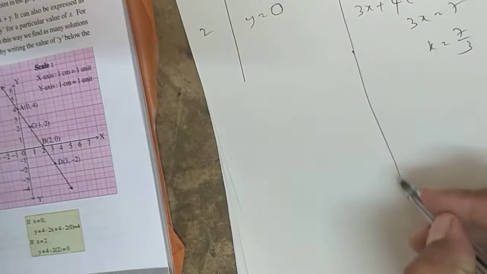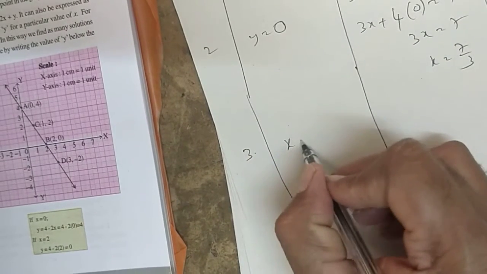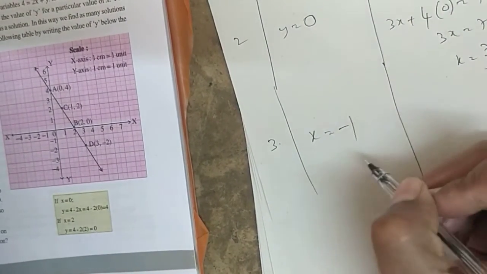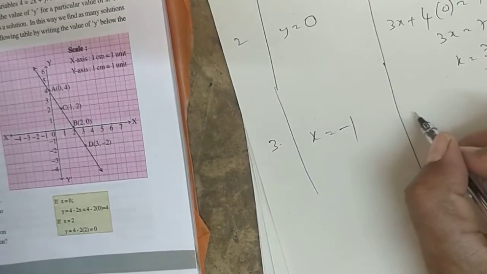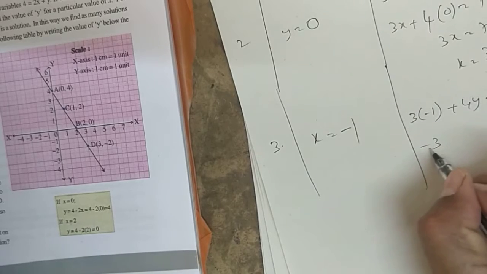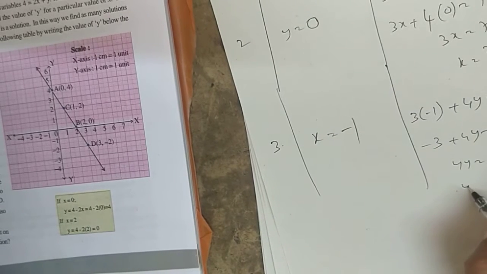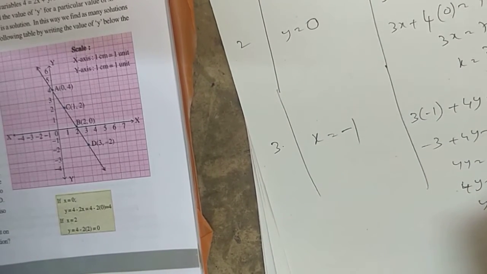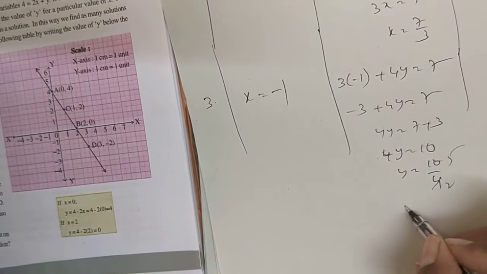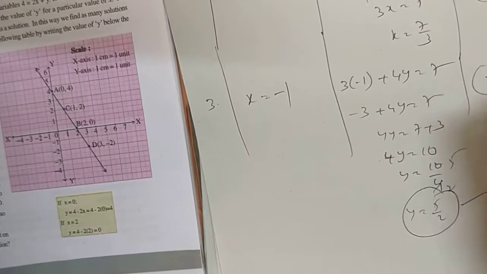Then one more value, your wish, you can take an x value or a y value. He asked for three different solutions. For the third, let me take x is equal to minus 1. If x is equal to minus 1, then 3 into minus 1 plus 4y is equal to 7. Minus 3 plus 4y is equal to 7. 4y is equal to 7 plus 3. 4y is equal to 10. y is equal to 10 by 4. 10 by 4, both are in the table of 2: 2 twos are 4, 2 fives are 10. So y is equal to 5 by 2. So minus 1 comma 5 by 2 is one solution.